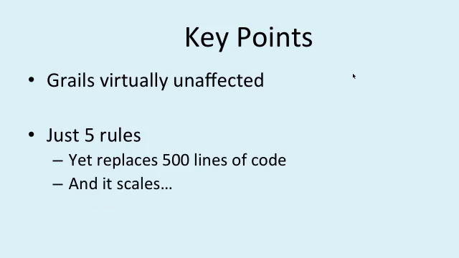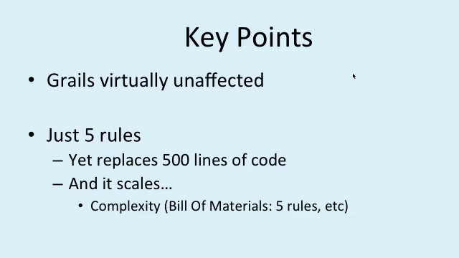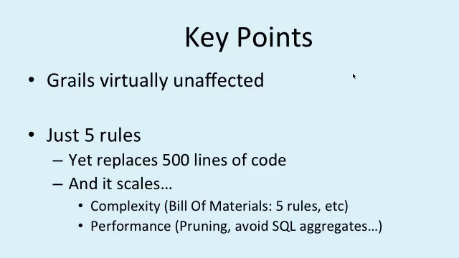And it scales to more complex problems, such as a bill of materials solved with 5 rules, a payment allocation to a set of open orders, another 5 rules. These sorts of problems are at the high end of application complexity. And it also scales with respect to performance. The system is written to support enterprise-class applications, so rules are pruned based on the changes that actually occur in the transaction, saving all the SQL associated with it. And when rules do fire, they fire very efficiently.